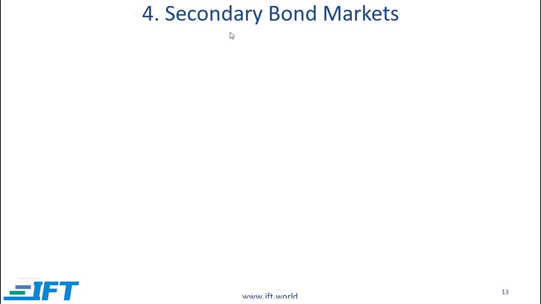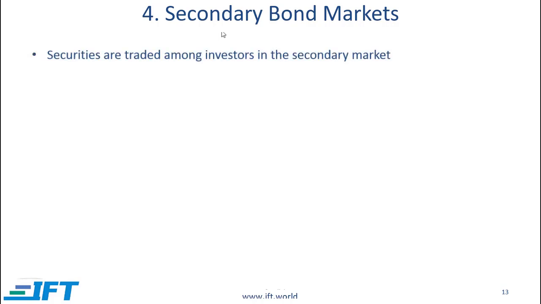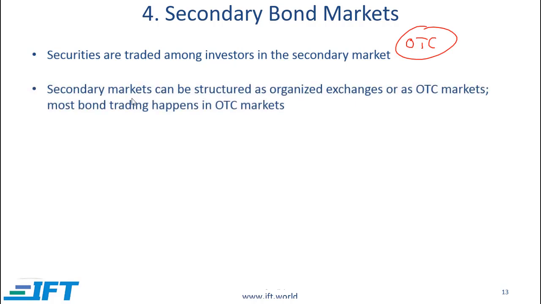Now let's take a look at secondary bond markets. In the secondary market, securities are traded among investors. In a sense, this would be like a stock exchange, but bonds are generally traded in the over-the-counter market, as we have discussed before. Secondary markets can be structured as organized exchanges or as over-the-counter markets. Most bond trading happens in over-the-counter markets.